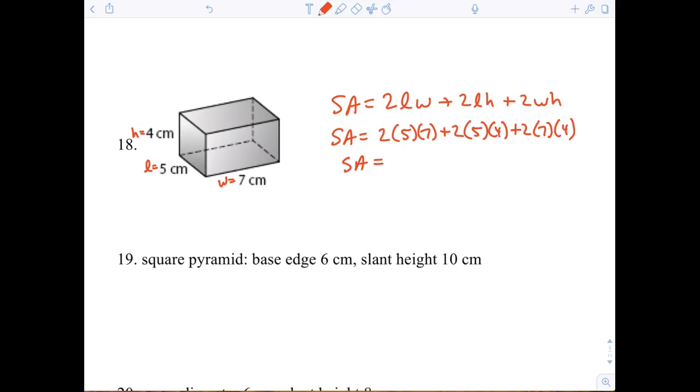Somebody said 166. Good job. 166 centimeters squared.